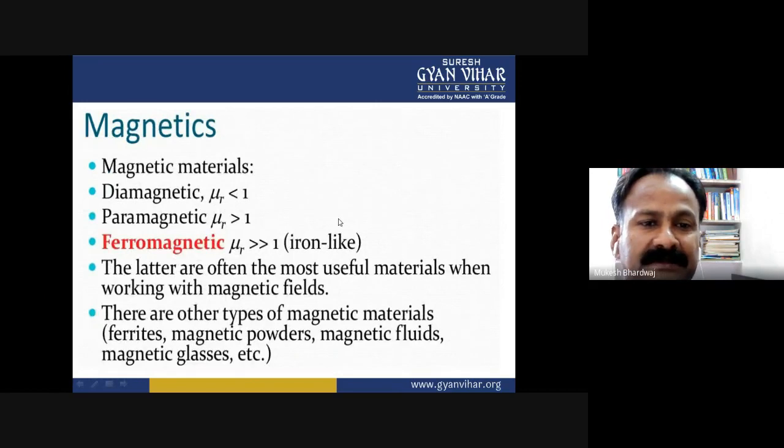Magnetic materials having mu R less than 1 are known as diamagnetic, and if any material has mu R greater than 1, it is known as paramagnetic. And ferromagnetic materials have permeability very much greater than 1, like iron; the latter are often the most useful materials when working with magnetic fields. There are other types of magnetic materials: ferrites, magnetic powders, magnetic fluids, magnetic glasses, etc.